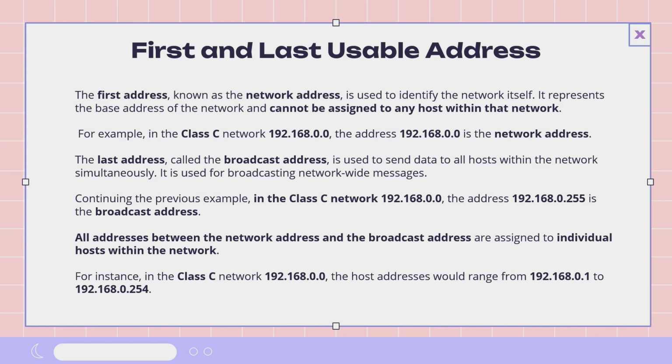The last address, called the broadcast address, is used to send data to all hosts within the network simultaneously. It is used for broadcasting network-wide messages. Continuing the previous example, in the Class C network 192.168.0.0, the address 192.168.0.255 is the broadcast address. All addresses between the network address and the broadcast address are assigned to individual hosts within the network. For instance, in the Class C network 192.168.0.0, the host addresses would range from 192.168.0.1 to 192.168.0.254.